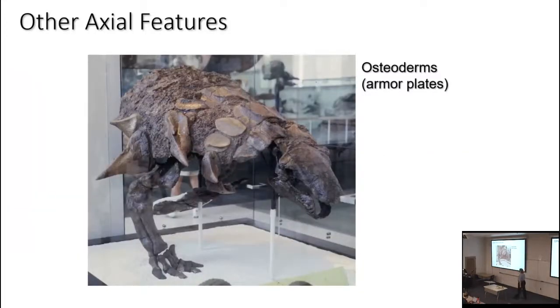Also, in at least some dinosaurs, there are parts of the skin that form bone, and they're called bone skin, osteoderms, or armor plates. To be fair, osteoderms can also form in the appendicular skeleton, but I had to talk about them somewhere, so here they are.